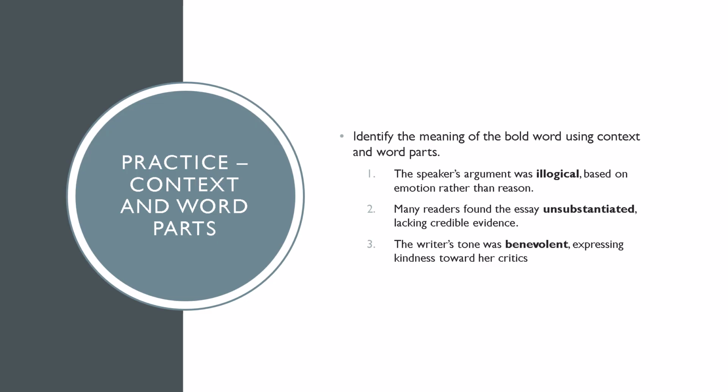All right, now let's do some practice. Sentence 1 here, the speaker's argument was illogical, based on emotion rather than reason. So the sentence says that the argument was illogical. So the prefix ill means not. And context tells us that it's based on emotion rather than reason. So illogical means not reasonable.